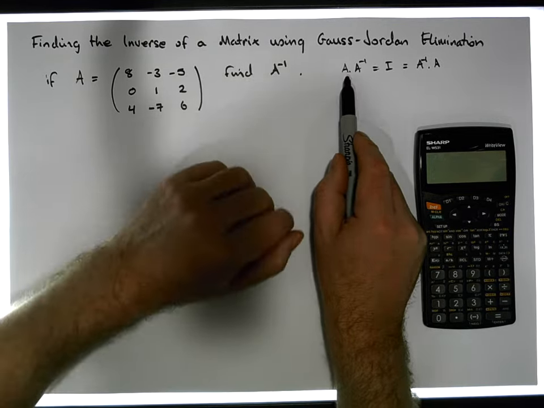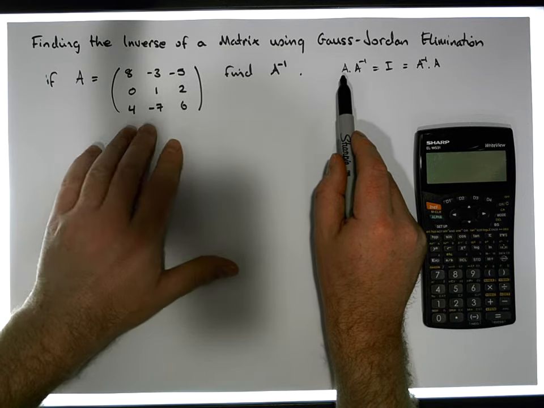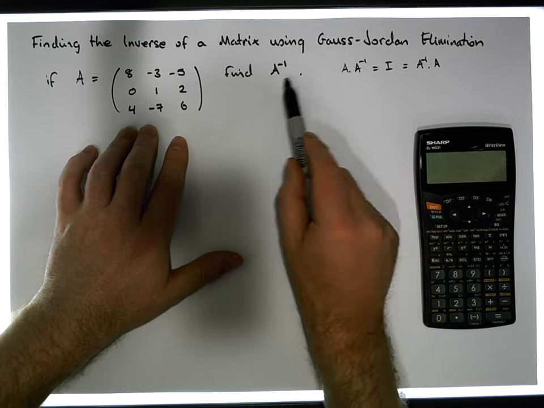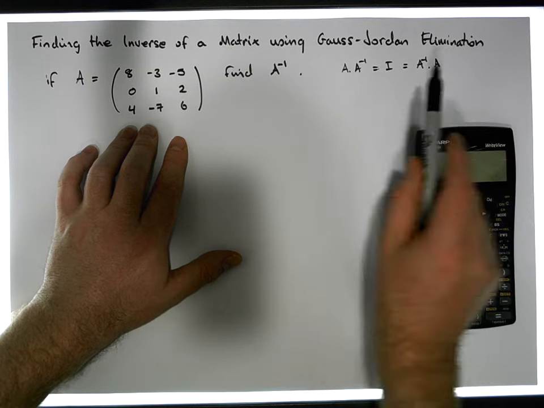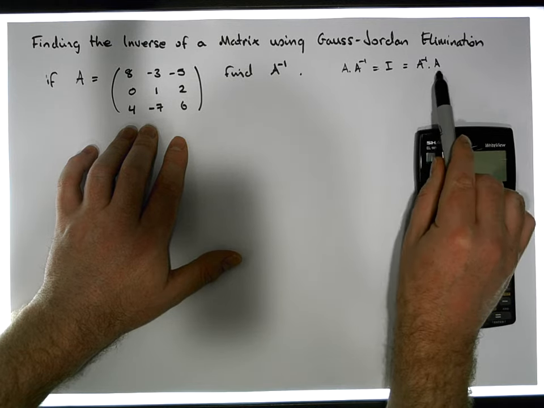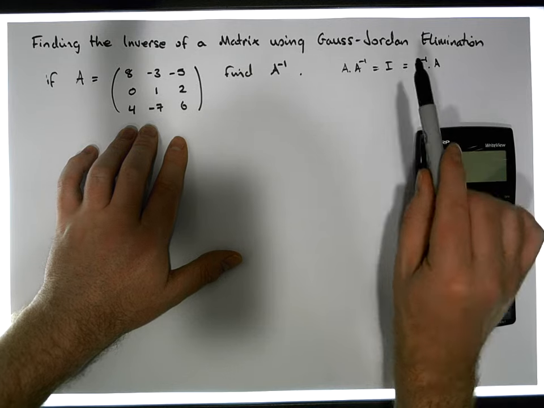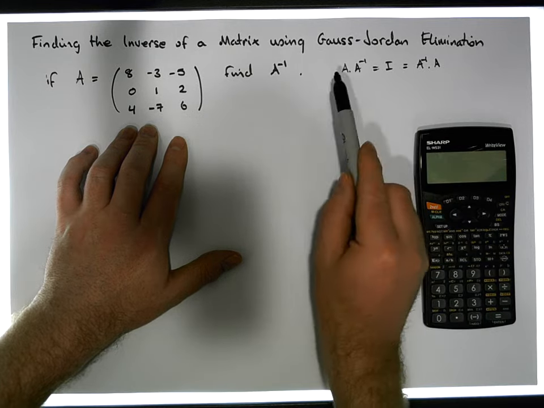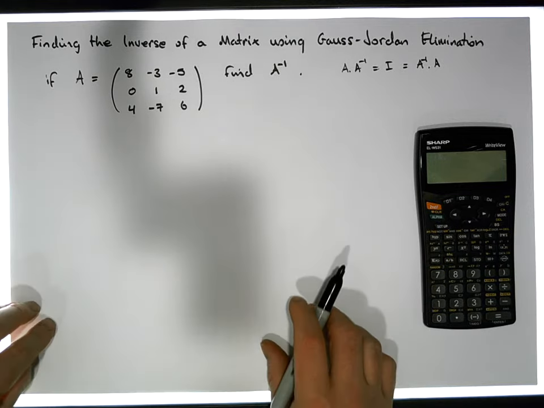This particular matrix is going to have some special properties. A times A inverse, the product of the original matrix with the matrix that we're going to find, should give us the identity matrix. Irrespective of which way we do the product, we should get the identity matrix. So A inverse will commute with A, and in all cases will give us the identity matrix. So we want to try to find this particular matrix.